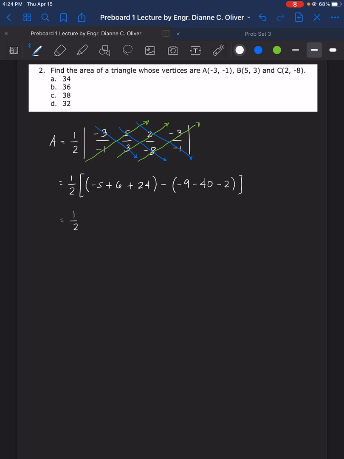So we have here 1/2. That is -5 plus 6 plus 24, which gives 25, minus the sum of -9 minus 40 minus 2. That is -51, and with the minus sign, positive 51. So the final answer here is 76 divided by 2, that is 38 square units, because we're looking for area. And from the choices, that answer is letter C.